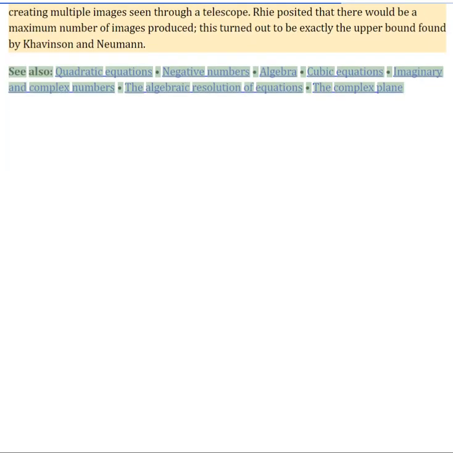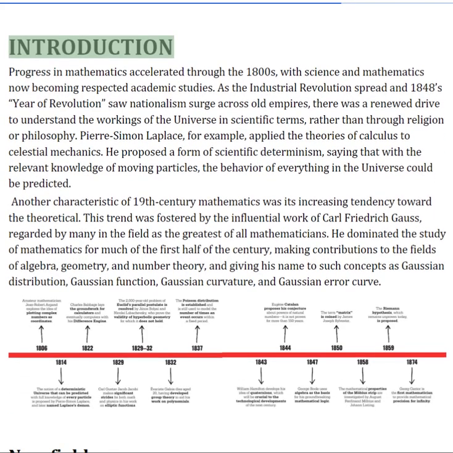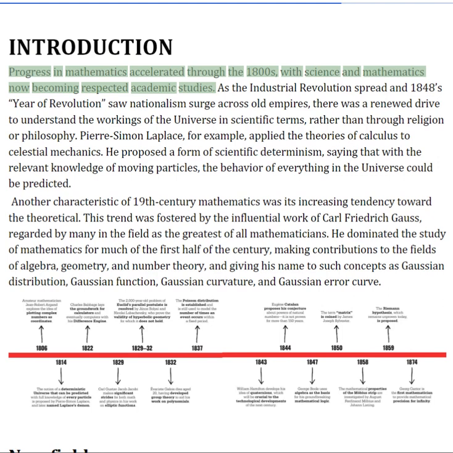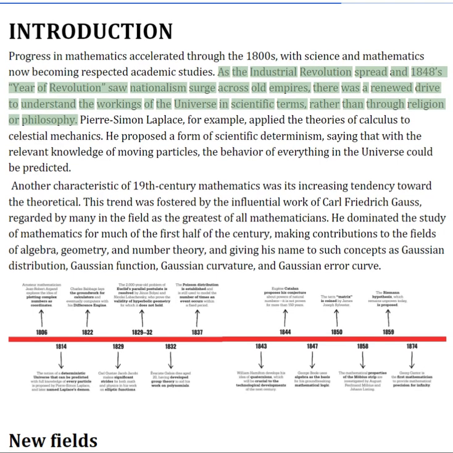See also: quadratic equations, negative numbers, algebra, cubic equations, imaginary and complex numbers, the algebraic resolution of equations, the complex plane. Introduction. Progress in mathematics accelerated through the 1800s, with science and mathematics now becoming respected academic studies. As the Industrial Revolution spread and 1848's Year of Revolution saw nationalism surge across old empires, there was a renewed drive to understand the workings of the universe in scientific terms, rather than through religion or philosophy.